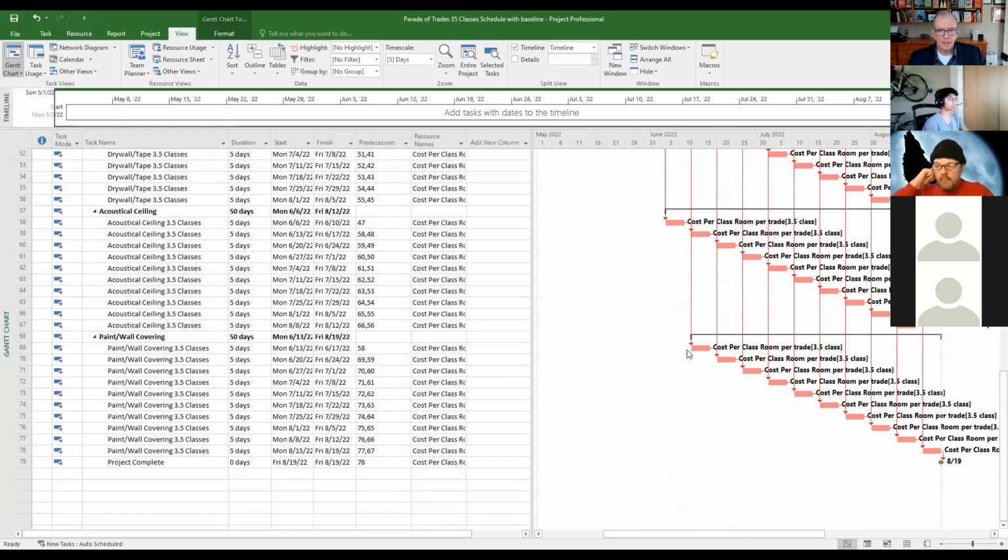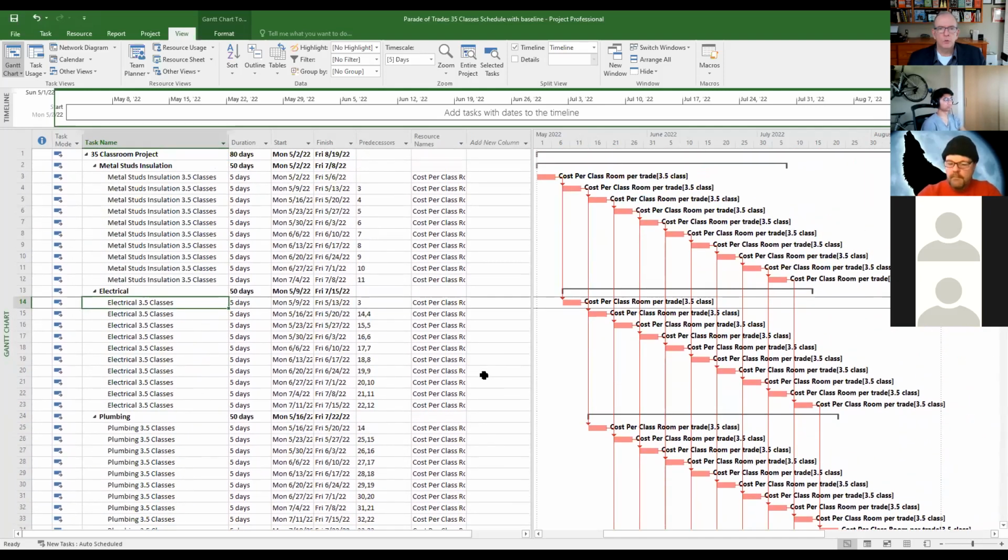So it's going to take 7 weeks to finish the first 3.5 classrooms, right? It's going to take 8 weeks before you finish the first 7 classrooms. You can just add a week to when they finish, right? So that's the way that will flow.